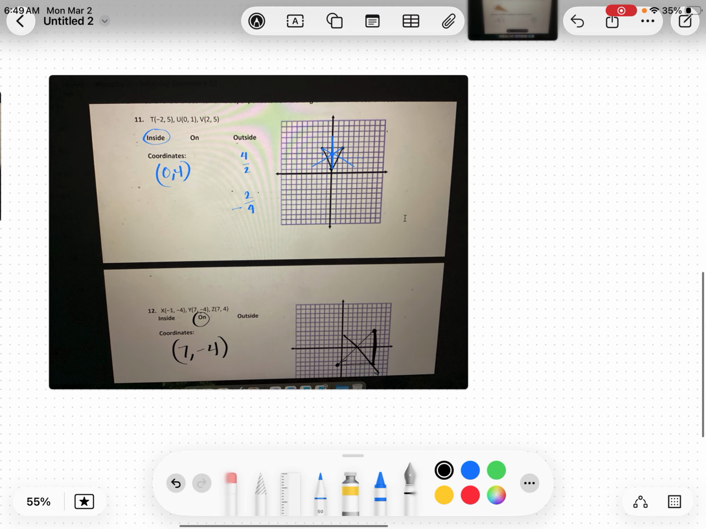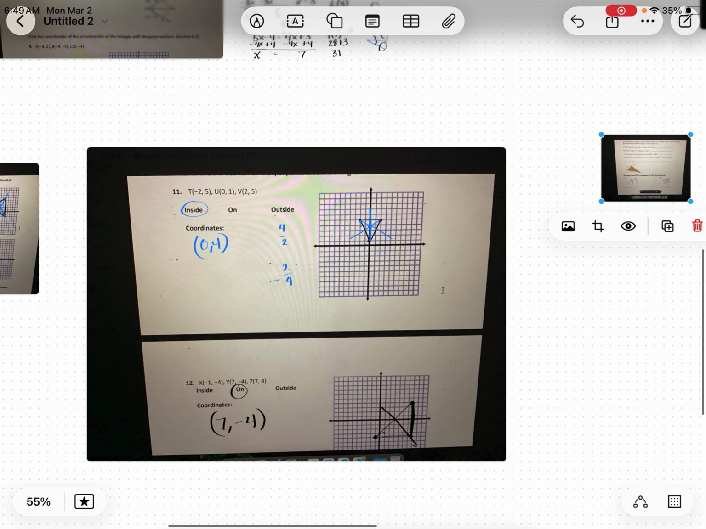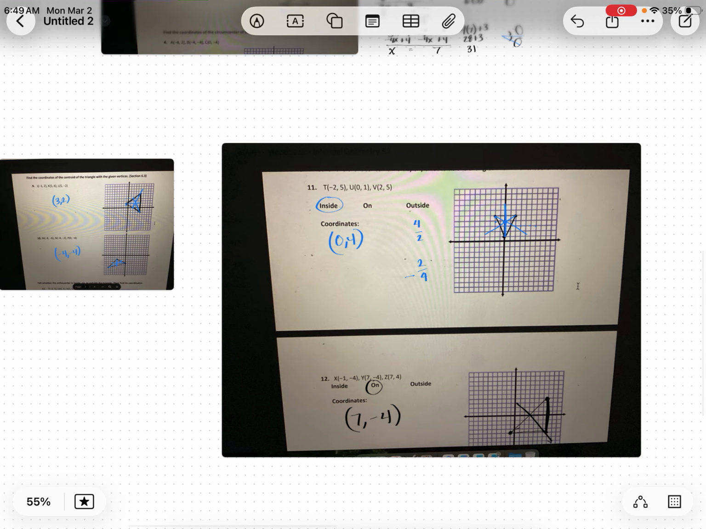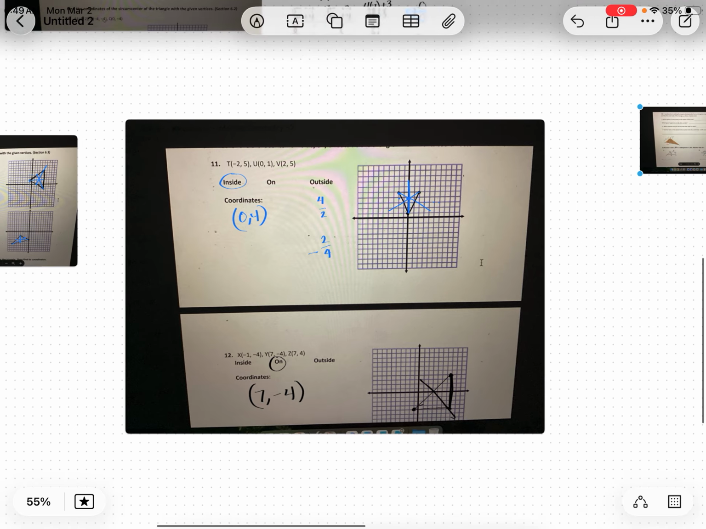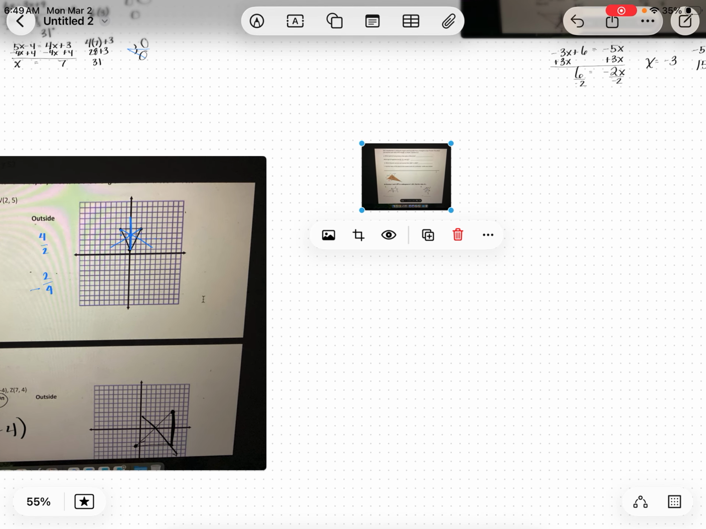The only time it'll be outside is if it's an obtuse triangle. So if you think of the different types of triangles, acute triangles will have it inside, 90-degree right triangles will have it on the triangle, and obtuse triangles will have it outside.